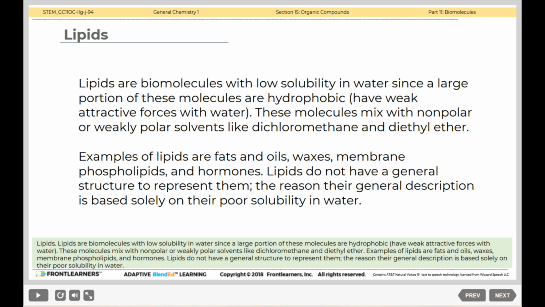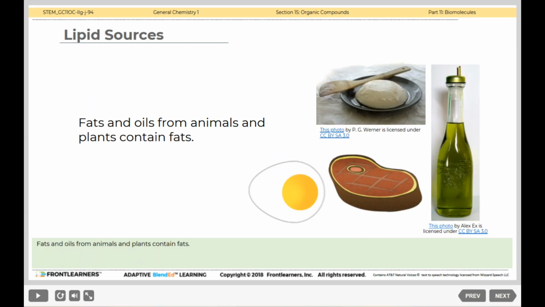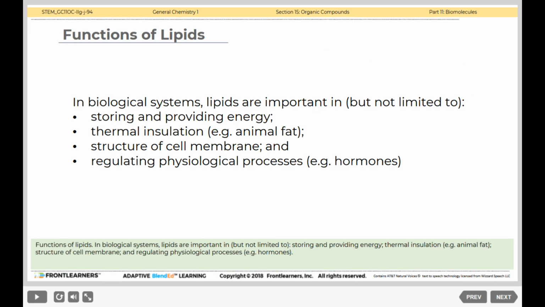Examples of lipids are fats and oils, waxes, membrane phospholipids, and hormones. Lipids do not have a general structure to represent them. The reason, their general description is based solely on their poor solubility in water. Fats and oils from animals and plants contain fats.